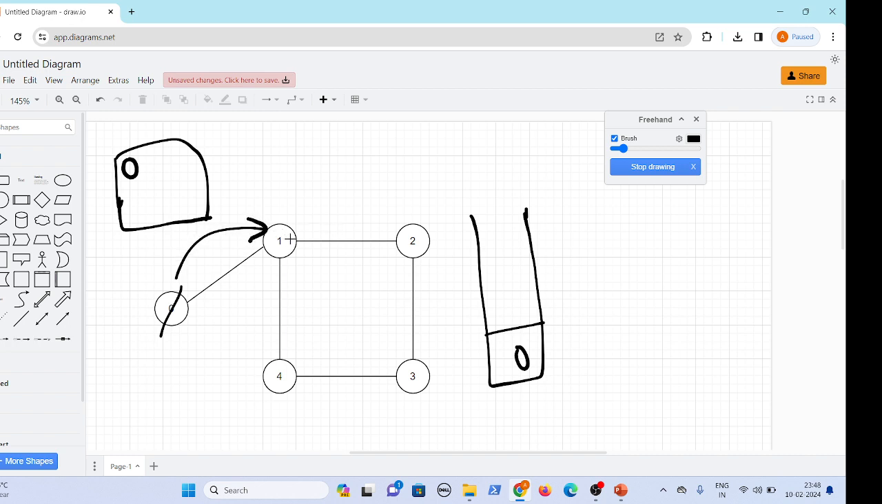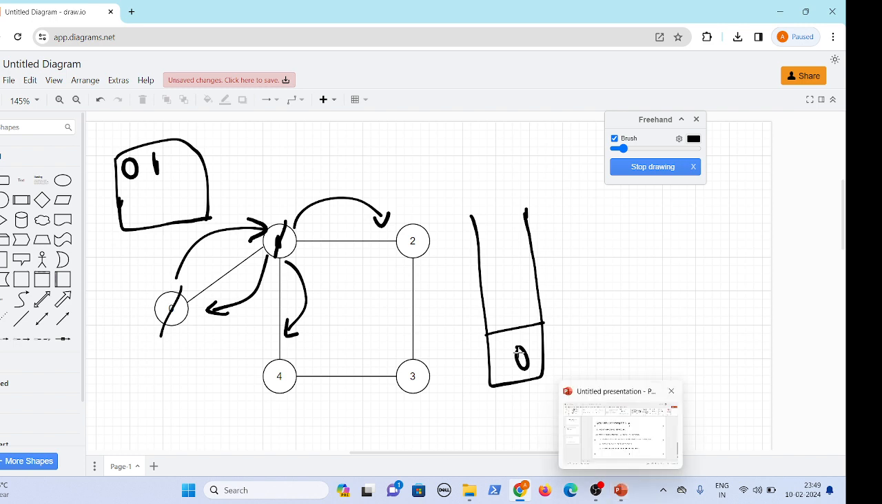When I go to 1, it is not visited. Now, I'll make it visited. I'll add it to the visited set. Now, what are the neighbors of 1? 0 is a neighbor of 1, 2 is a neighbor of 1, and 4 is a neighbor of 1. Let's say I want to go to 0. Is it present in the visited set? Yes, it is present in the visited set. And is 0 the parent of 1? Yes, it is the parent.